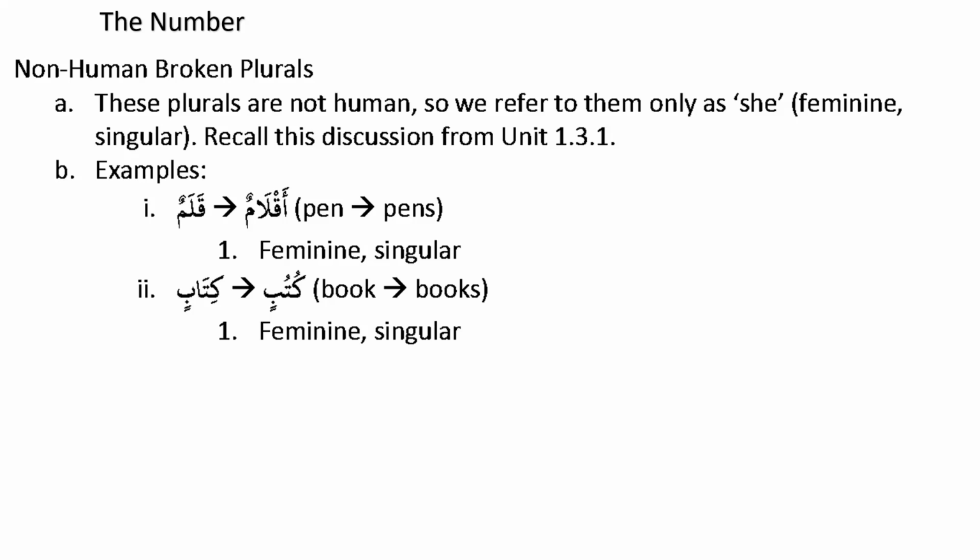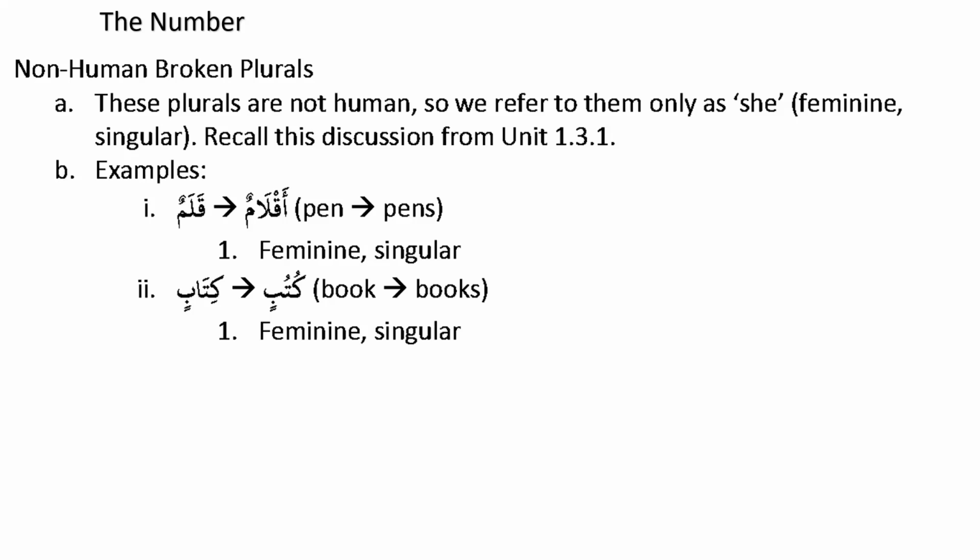So if I say rusul, I will say in English messengers. If I say aklam, I will give you the meaning in brackets, pens. I will tell you this is plural, but you need to figure out, is it a broken plural? And if it is a broken plural, is it human or non-human? If it is non-human, then I know it is feminine and it is singular. Same thing with the books.